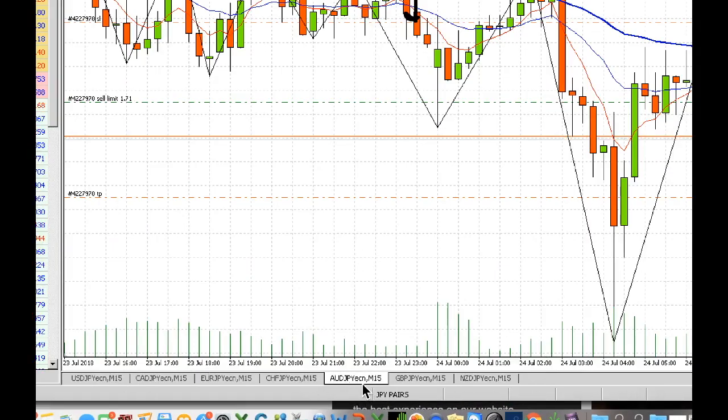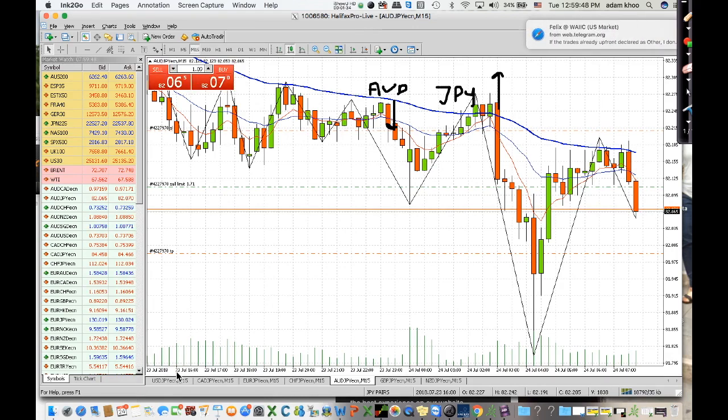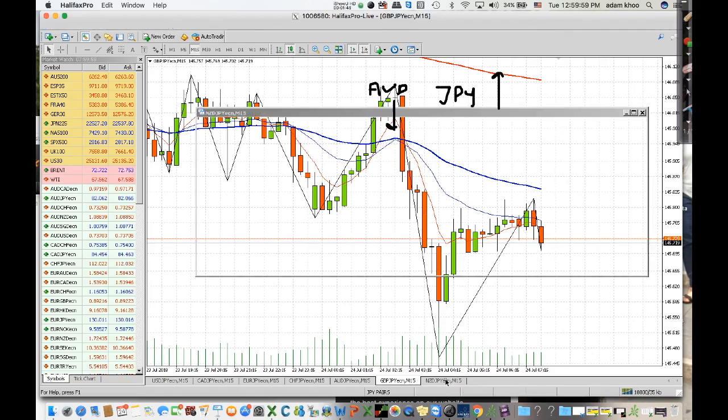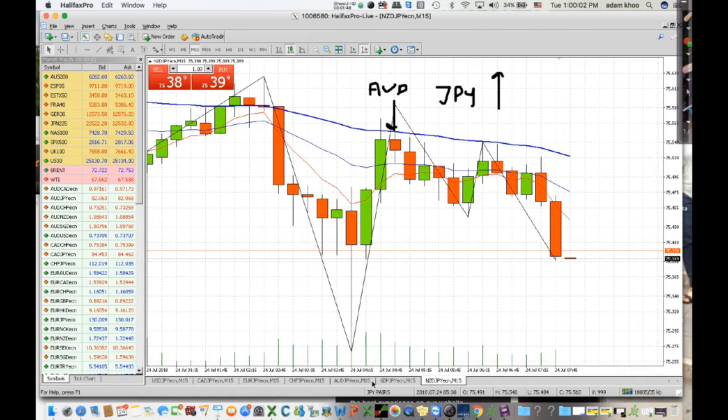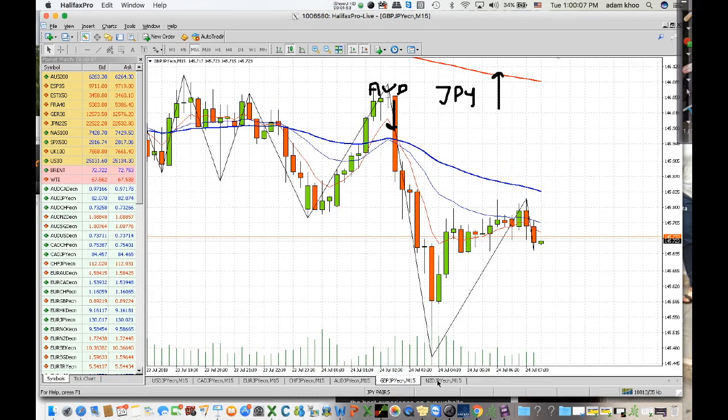When I'm looking at the Aussie yen pair, I also like to look at all the other yen pairs: dollar yen, CAD yen, euro yen, franc yen, pound yen, New Zealand yen. I'm short Aussie, which means I'm long yen, so I like to see the other yen pairs showing yen to be strong as well. Pound yen is also going down, which means yen is going up. New Zealand yen is also going down. So there's a correlation between Aussie yen, pound yen, and New Zealand yen.